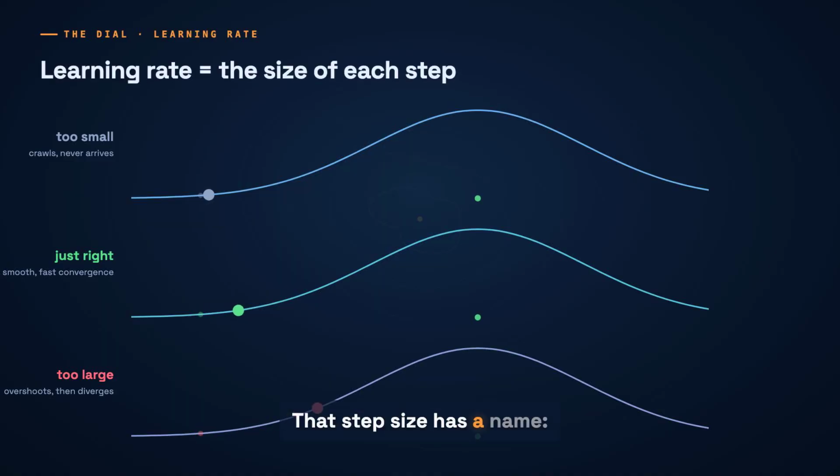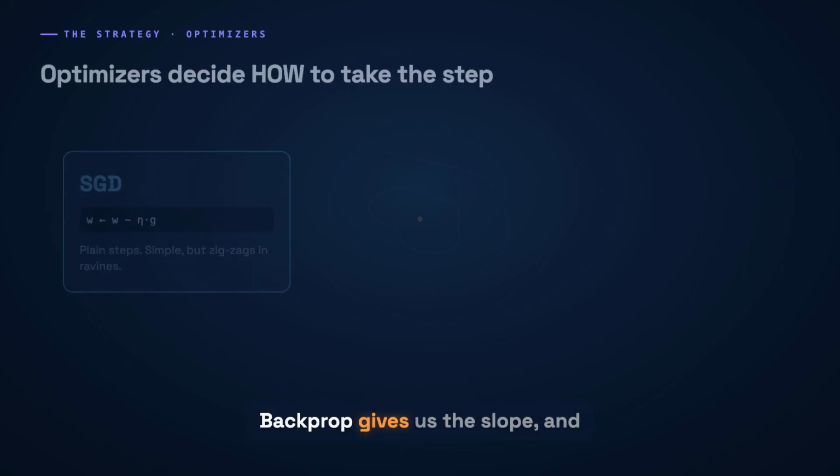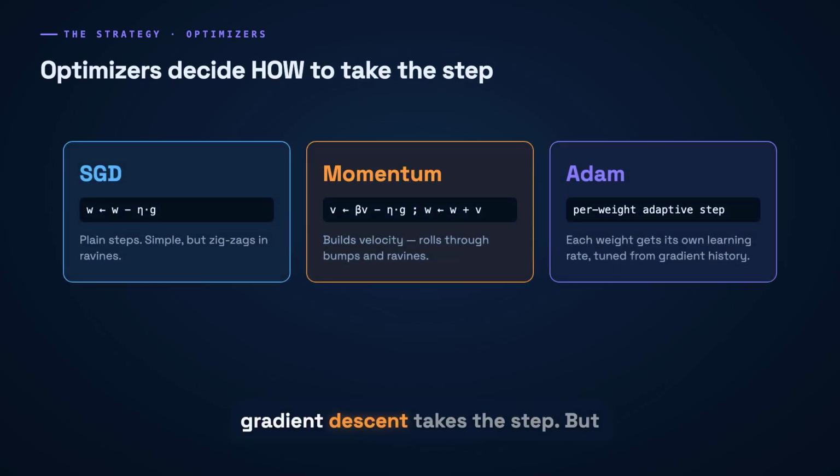That step size has a name: the learning rate, and it matters enormously. Make it too small and training crawls, taking forever and sometimes getting stuck on a ledge. Make it too large and the network leaps right over the valley, overshooting back and forth or flying off the mountain entirely as the loss explodes. The art is finding a learning rate that is just right, big enough to make progress, small enough to settle into the valley. Backprop gives us the slope and gradient descent takes the step.